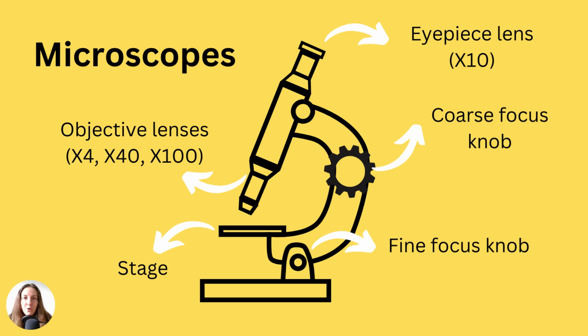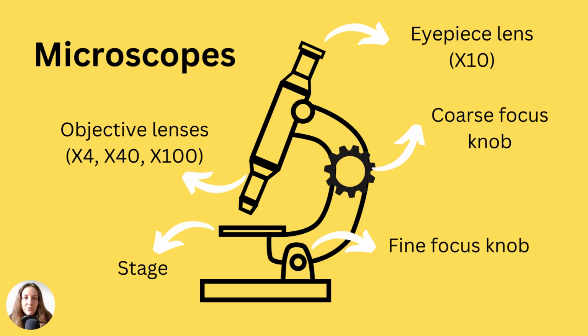Just as a run through what a light microscope looks like, we can see an image here. Eyepiece lenses will have a times 10 magnification, and we use the eyepiece lens to view the object. The objective lenses are used to further magnify the image, and they can have a times 4, times 40, or times 100 magnification. So, looking at this example, we could have a total magnification of times 1,000 if we wanted to by using the times 100 objective lens and then the times 10 eyepiece lens.